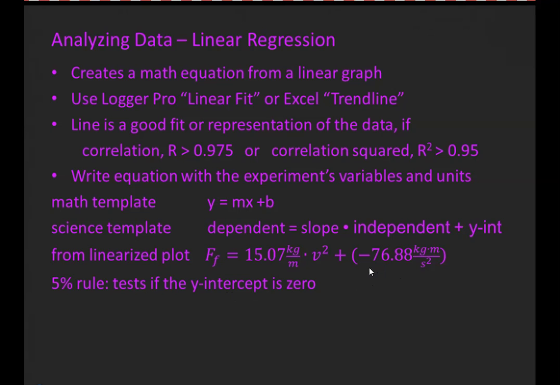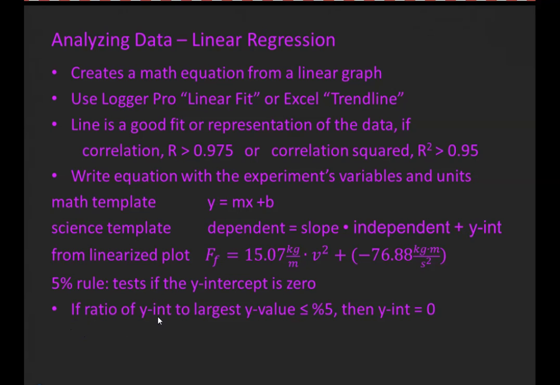No matter how good your procedure is, no matter how careful you are in performing your experiment, you're going to have error. And so if the y-intercept is small enough, in other words, if the line is very close to running through the origin, maybe it really should be at the origin. And the reason it's not is because you have experimental error. Well, that's what the 5% rule tests. And it works this way.